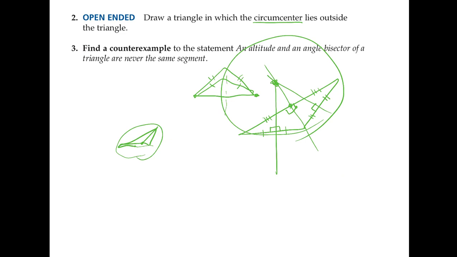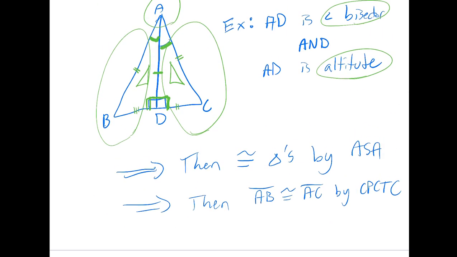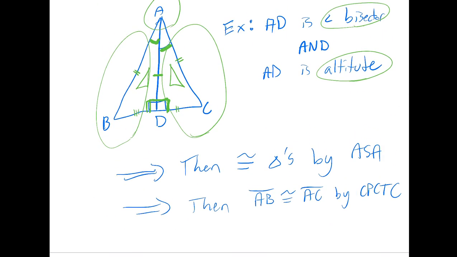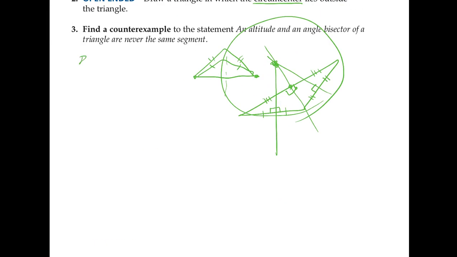Number 3 says, find a counterexample to this, and it says, an altitude and an angle bisector are never the same segment. Well, we just did that exactly. Is it altitude and angle bisector? Oh, here's our counterexample right here. But the idea is either an isosceles triangle or a special one, which is equilateral triangle. A special or special, that's good.